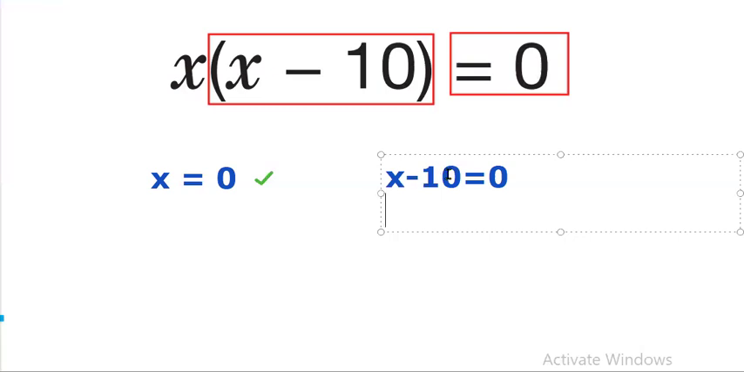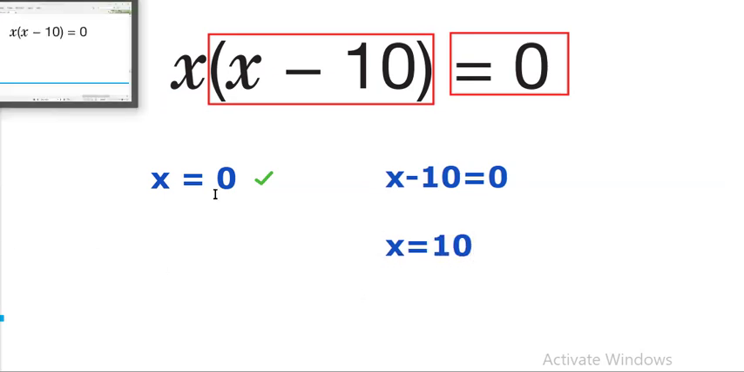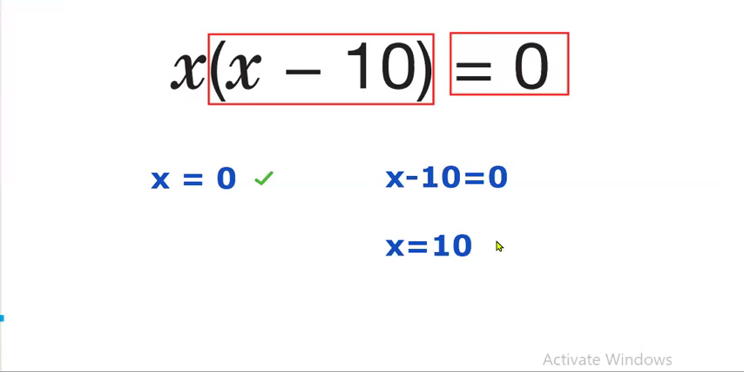And then we take the negative 10 to the other side. So x will equal positive 10. And this is the second answer for this equation. So the first answer is x equals 0, and the second answer is x equals 10.